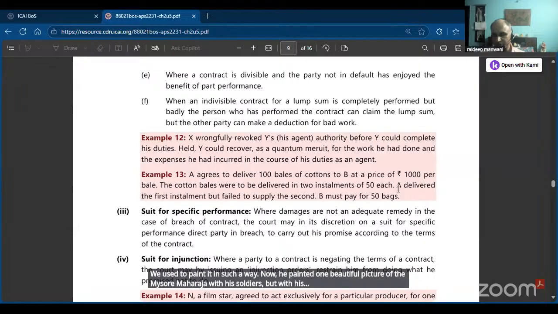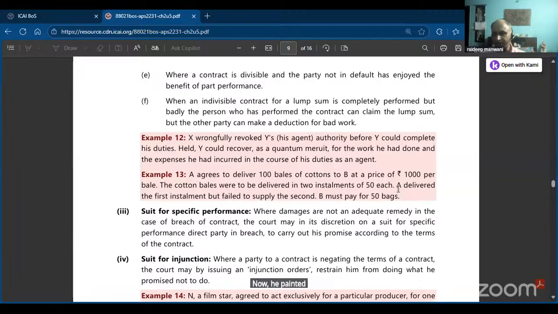Soldiers sitting on the horse. In the middle there is Mysore Maharaja. On left and right side there are some 50, 60 soldiers. Now he painted that. That is a very rare painting, 3D painting. Its value in the market is 25 lakhs. What is the value in the market? 25.